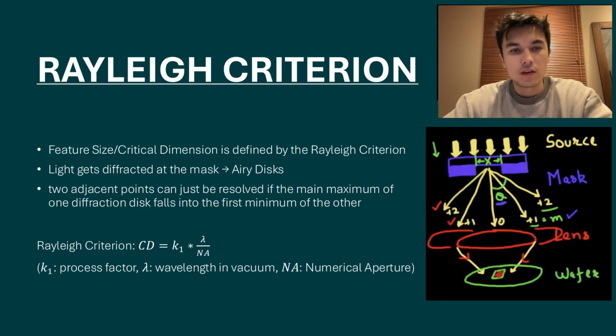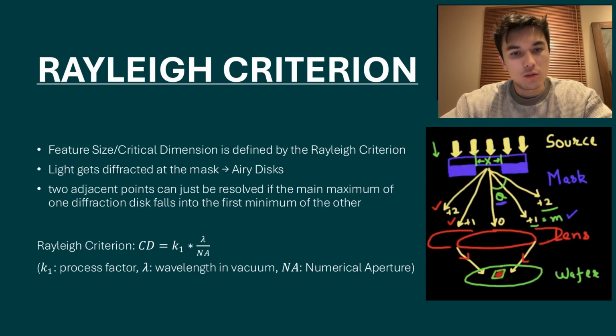The formula for the Rayleigh criterion is: the critical dimension is defined by K1, which is a process factor, times the wavelength lambda of our light source, divided by the numerical aperture. You can further reduce the critical dimension by lowering K1, but this has a theoretical limit of 0.25 as stated by ASML, and we are already really close to it, so we can't really further reduce the critical dimension with K1.